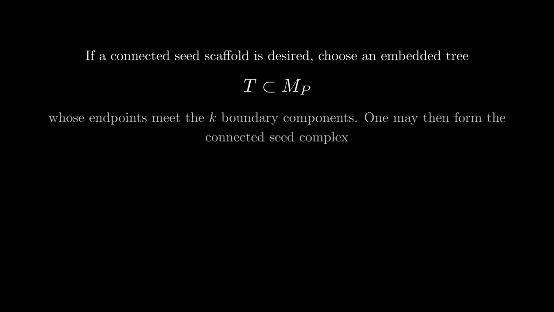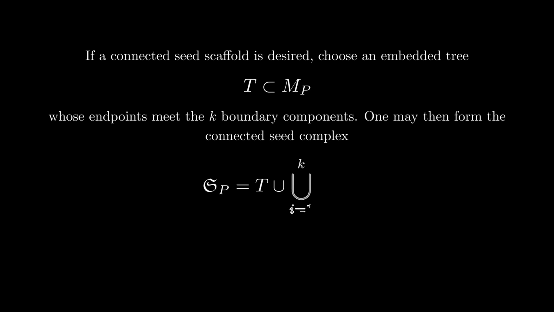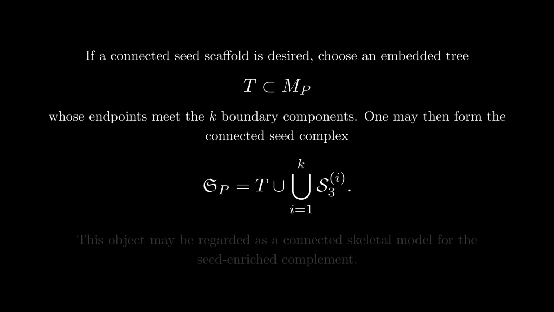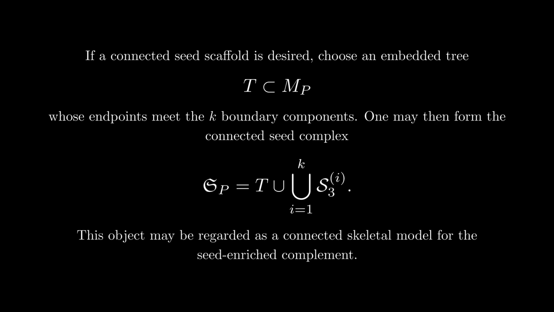If you want a connected seed scaffold, you can choose an embedded tree where the endpoints meet the K boundary components, and then you can take the connected seed complex as follows.